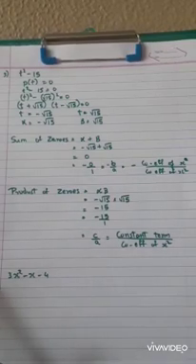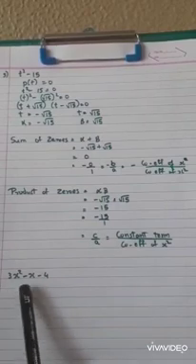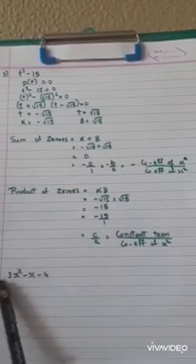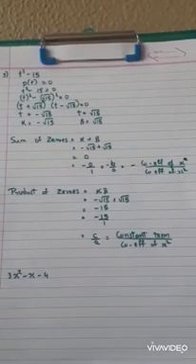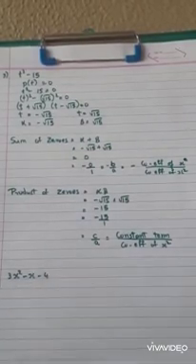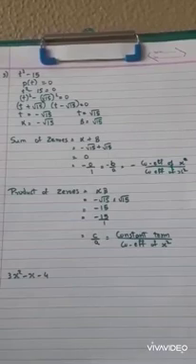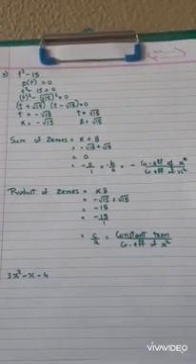Next sum, question number 6. 3x square minus x minus 4. 3 fours are 12. Factors of 12 we have to take in such a way that the answer we get is minus 1. Children, you know 4 threes are 12 and 4 minus 3 is 1. So this sum you can do on your own.